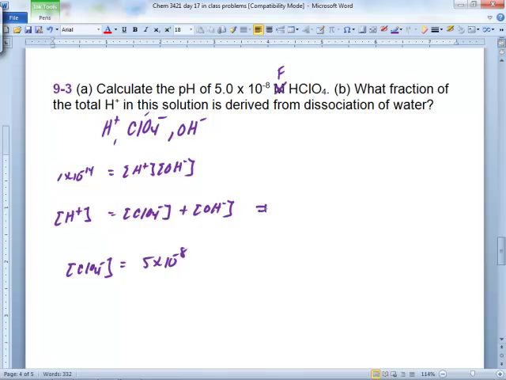The concentration of hydrogen is 5 times 10 to the negative 8 plus hydroxide. Okay. Now we've got two equations, two unknowns. Casey, what would you like to do?